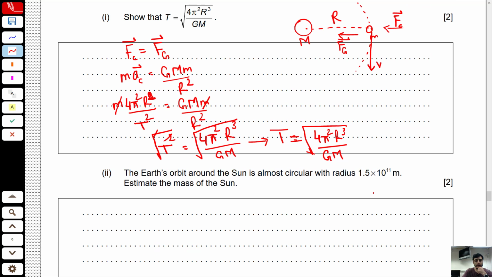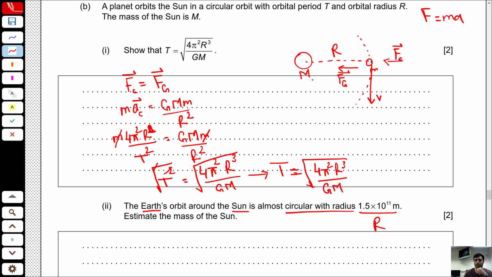The Earth orbits around the Sun. So this is the Earth-Sun orbital problem. In an almost circular orbit with the radius, so we have a circular motion happening here, and this is the radius of the orbit, and we estimate the mass of the Sun. As you can see, this capital M is the mass of the Sun. So this is the Sun, and let this be the Earth.